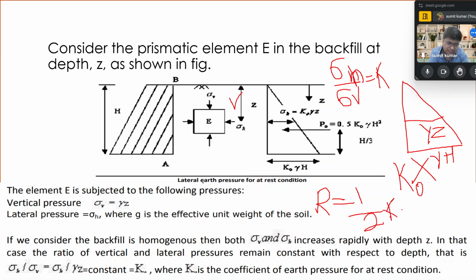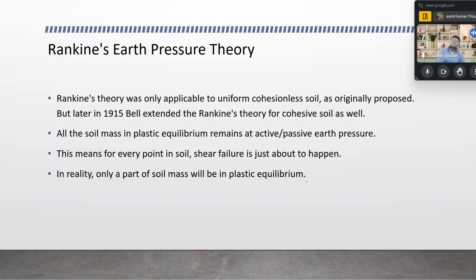K gamma H square. He also mentioned over here that 0.25 K naught gamma H square. Now we talk about the Rankine earth pressure theory with some of the theoretical aspects over there.